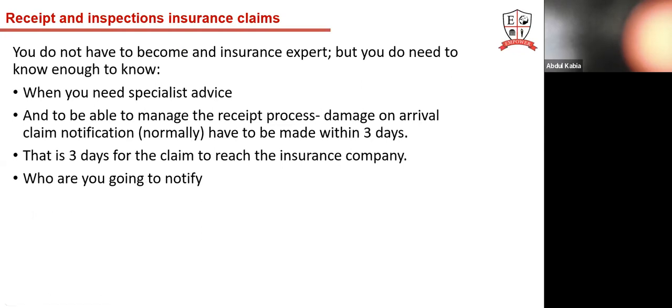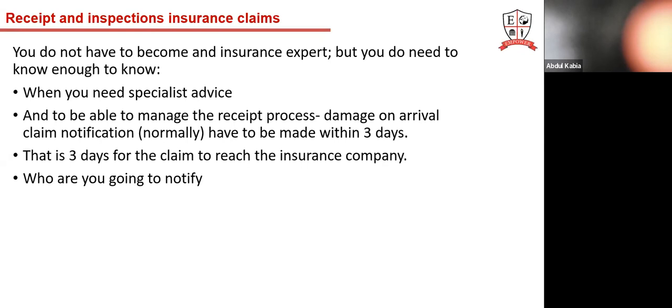You don't need to be an insurance expert, but you need to know when you need specialist advice. If there are things you want somebody to advise you on, you need to call for advice. And you need to be able to manage the receipt process. On arrival, claim notification has to be made within 3 days. Like I said, it depends on what is specified in the contract. So if it says if there are any deviations or damages, notify the supplier within 3 days. You have to quantify together and report within 3 days.